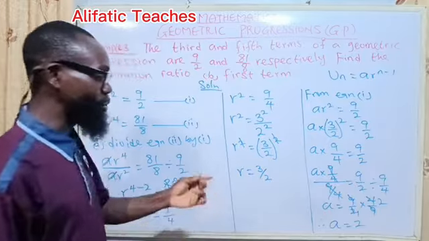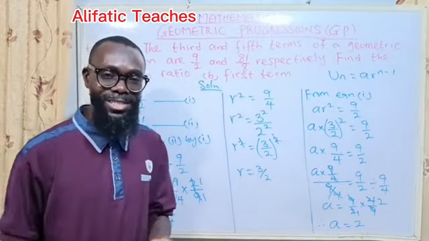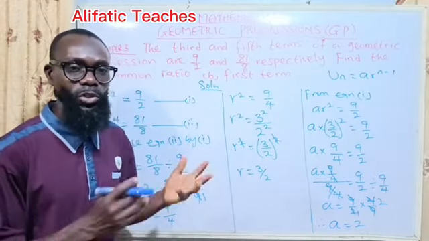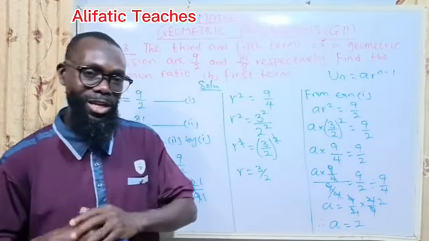Finally, I'm able to get my A and to get my what? R. So, this is the simple way of solving geometric progression. I believe the explanation is very, very clear.